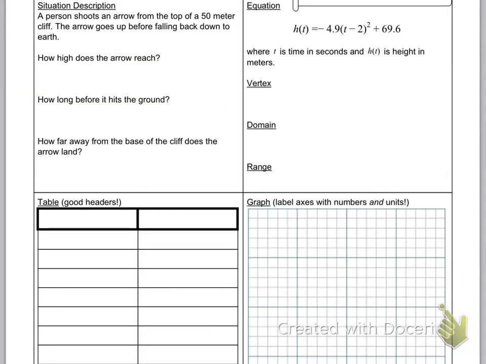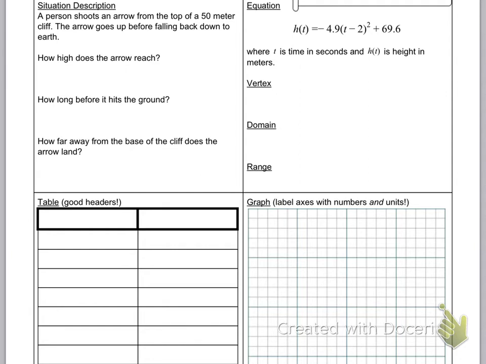Now, on the back, you have your first glimpse of something I like to call a link sheet. It's called a link sheet because there are 4 different representations. The top left is a description, the top right is an equation and some things related to the equation. The bottom left is a table and the bottom right is a graph. And these are the 4 primary representations of a function. We're going to be using these link sheets for several units, so it'll be good to get comfortable with them.